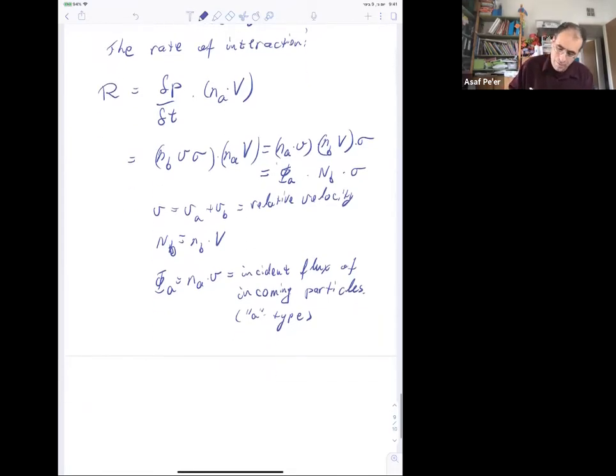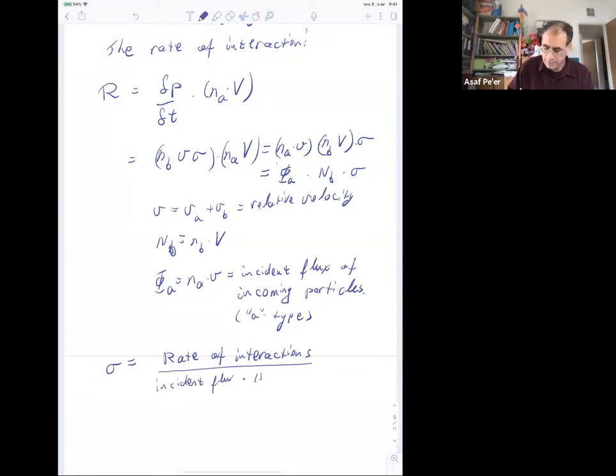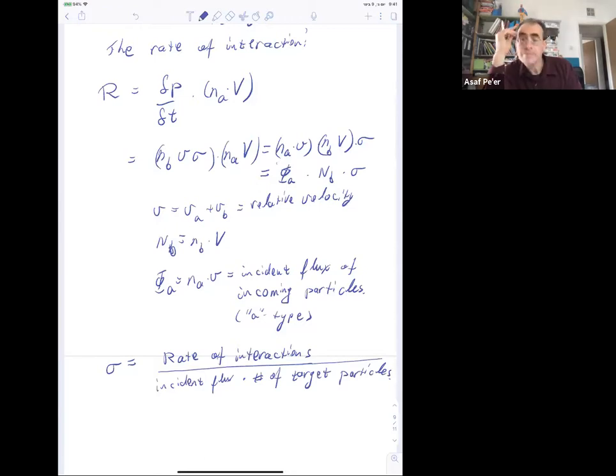Or we can write down that sigma is just the rate of interaction, R, divided by the incident flux times the number of target particles. Is that clear?